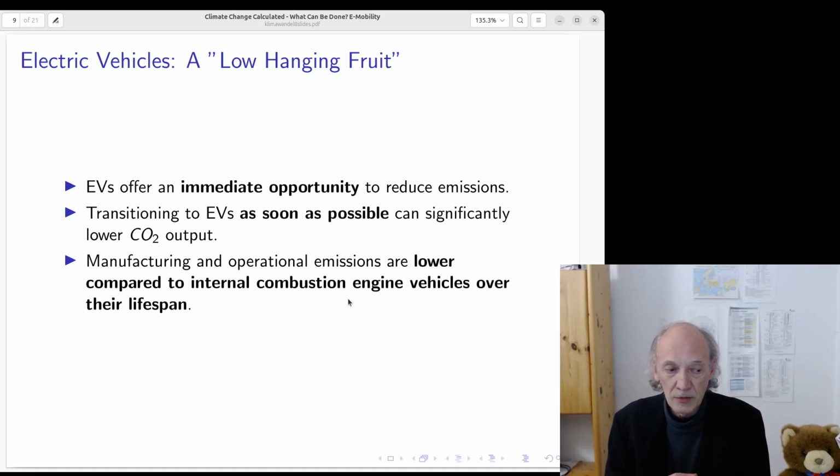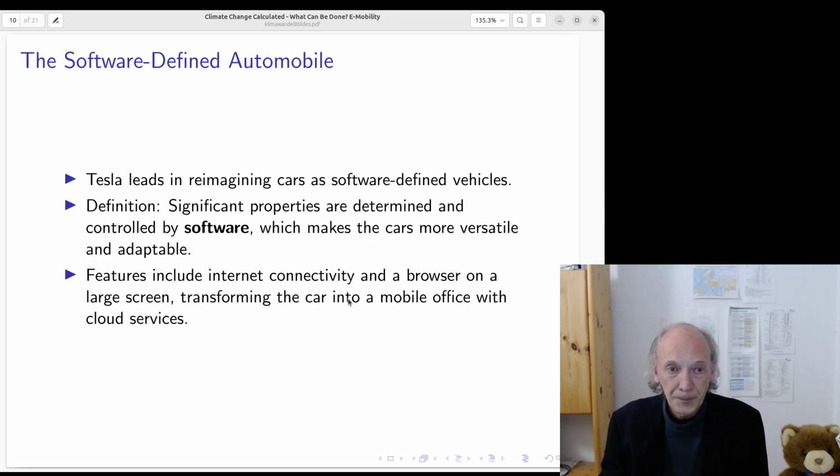There are calculations for keeping an electric vehicle for 5 years, comparing it with an internal combustion engine car. Over those 5 years, it's usually much cheaper to have an electric car, even though the purchase price might be higher.